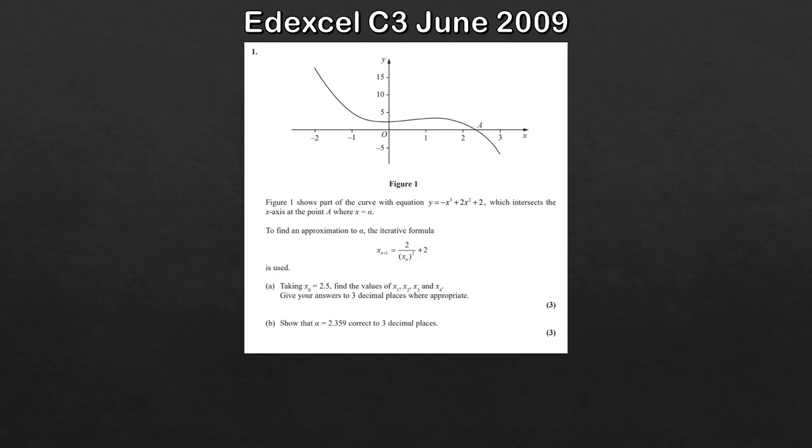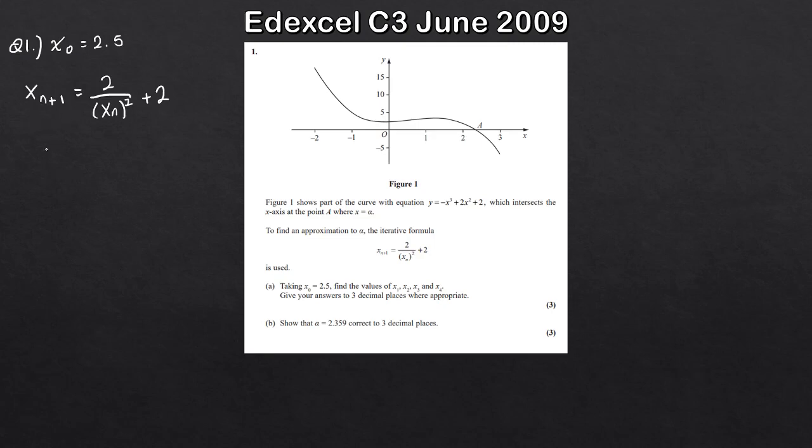Now, we want to find an approximation for alpha, the root, using this iterative formula. And we're going to start with the first value being 2.5. If this is something that you've not done much of, we're going to take this first value, x0, which is 2.5, and use this xn plus 1 formula. This keeps giving us a new value. So this is 2 divided by the previous one, xn, squared, and then we add 2. So, for example, if I want x1, that means n must be 0.